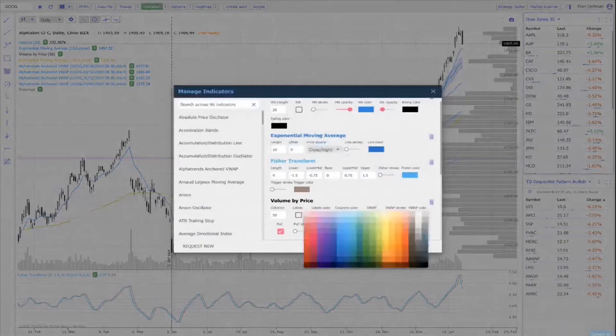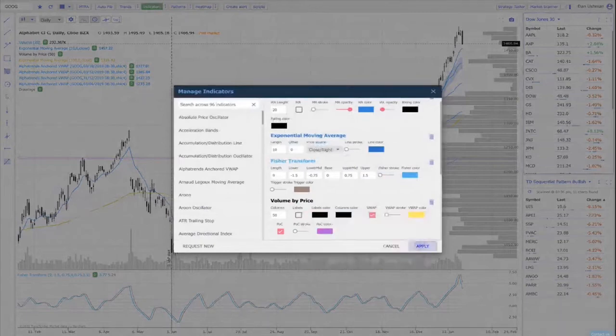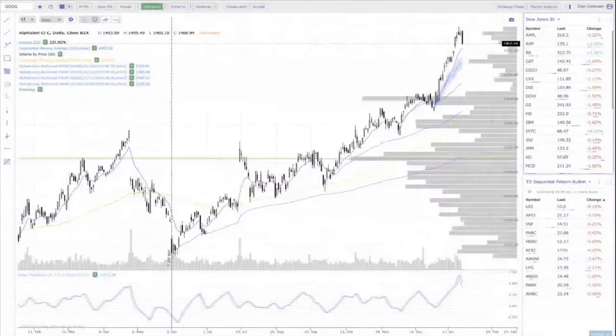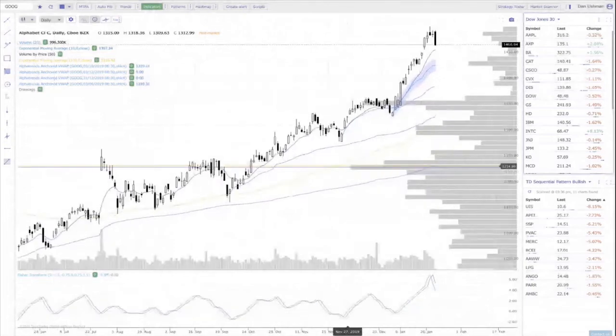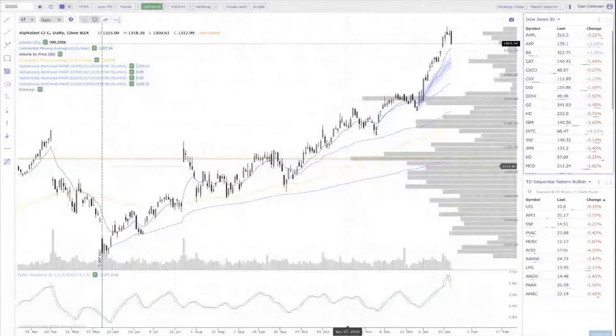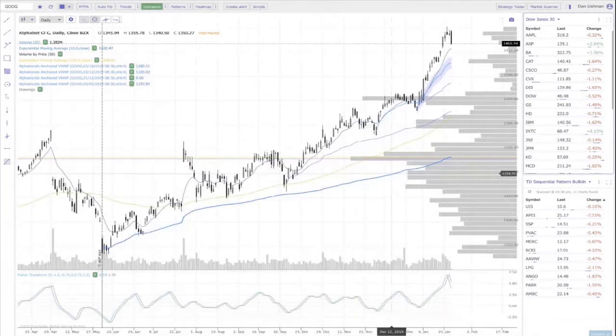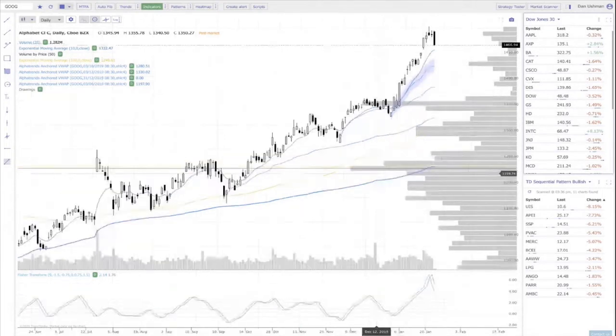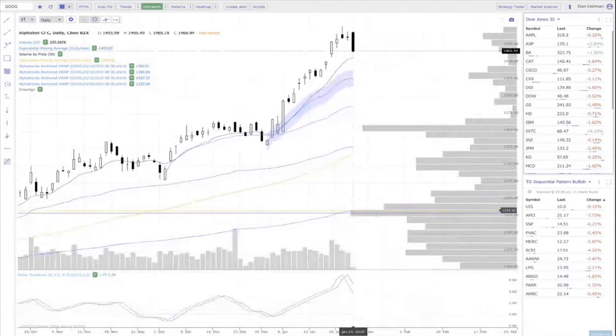Can we make a default color, whatever color we choose, or is it always going to come up as the default color? I wish we could. Right now you can't. That's something I've asked for. Right. For some reason, the anchored VWAPs are always blue until you change them. It's fine. Just that way you know what it is.